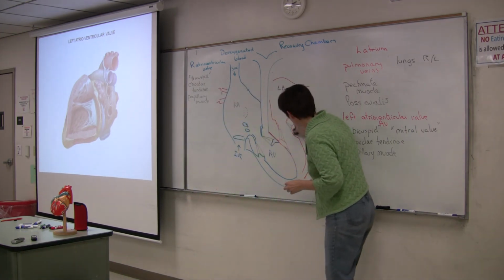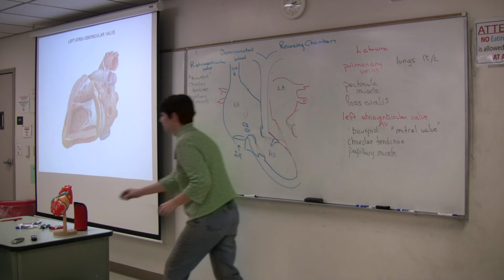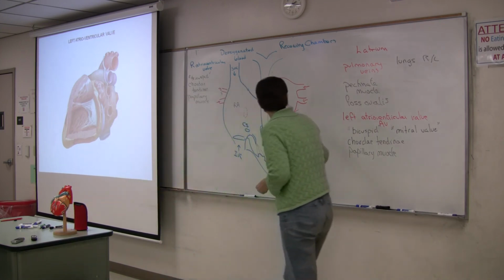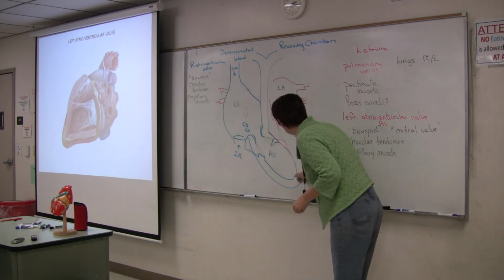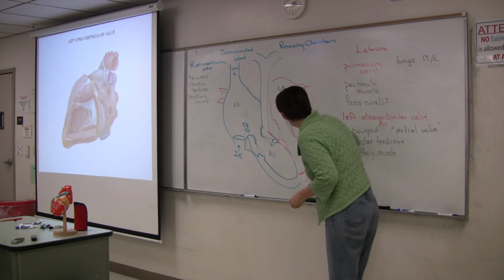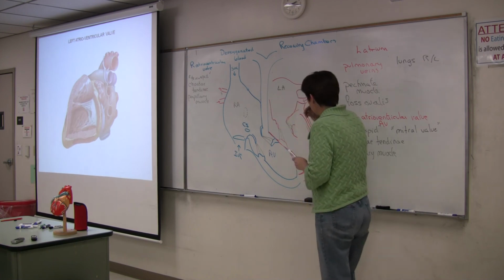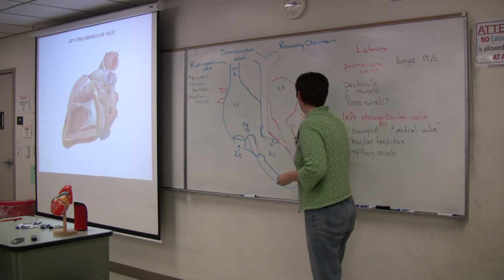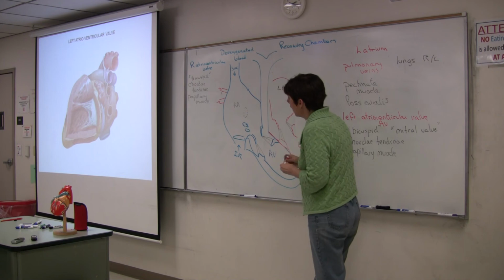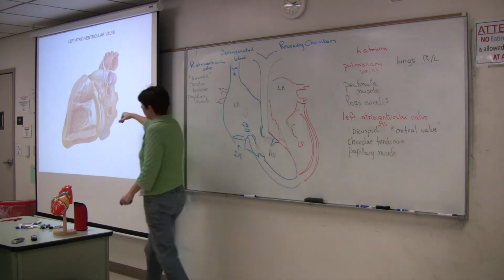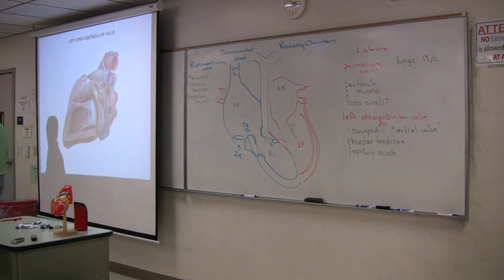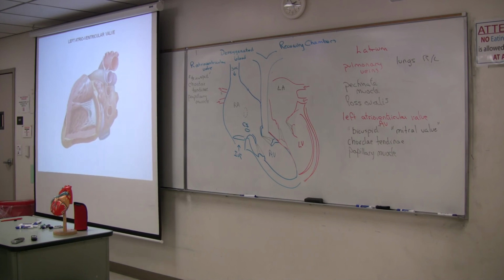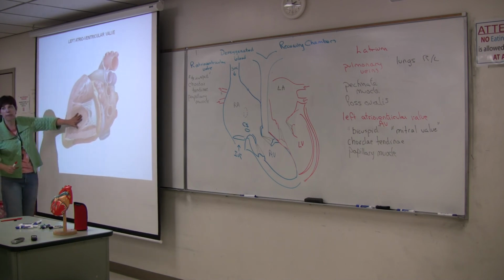I'm going to make this chamber bigger, sorry for erasing it. Now we need to leave the ventricles. Well, one more structure, all right? See this irregular surface right here? Those are the cardiac muscle ridges of the ventricles. And these are known as trabeculae carneae.